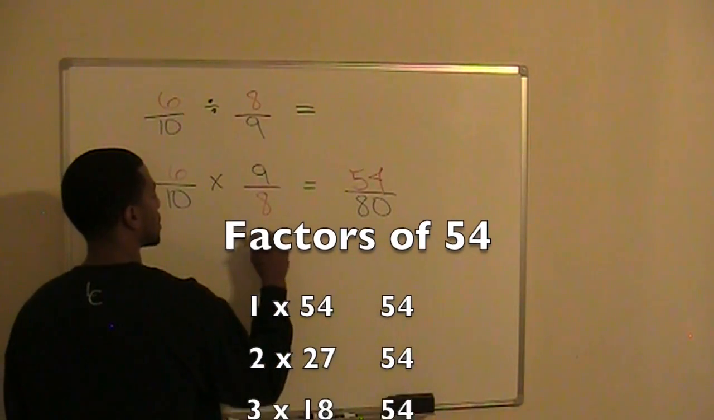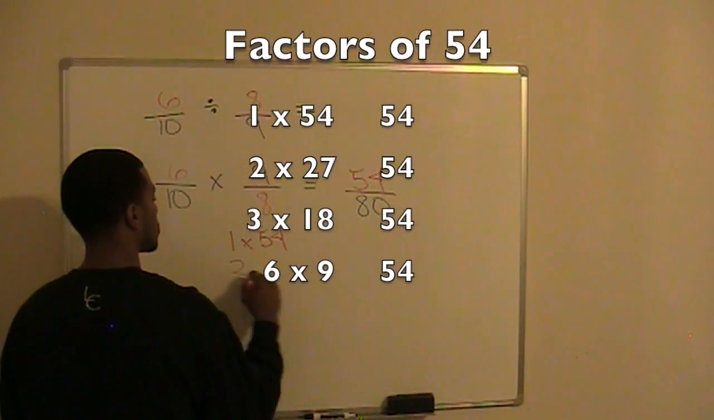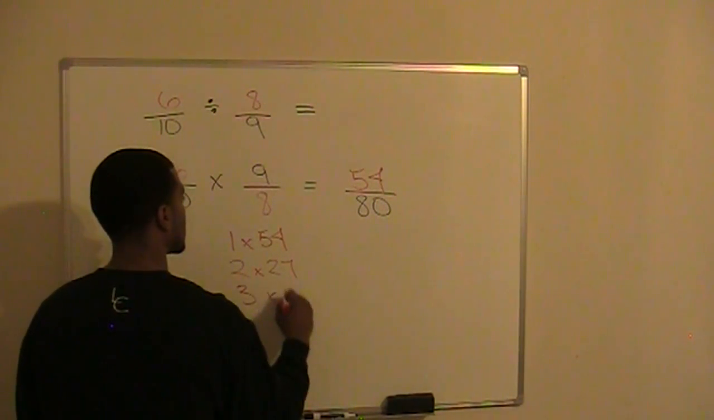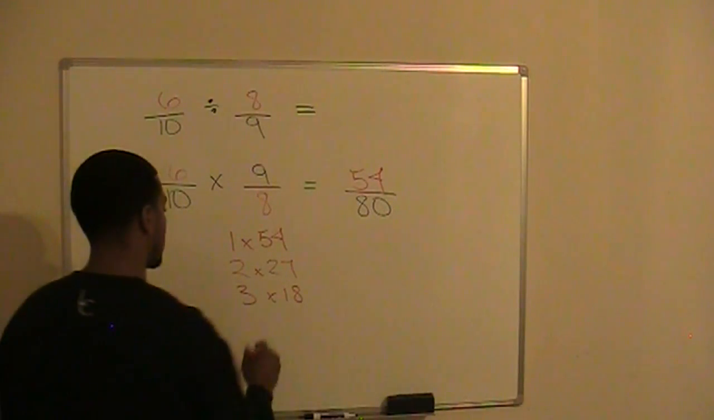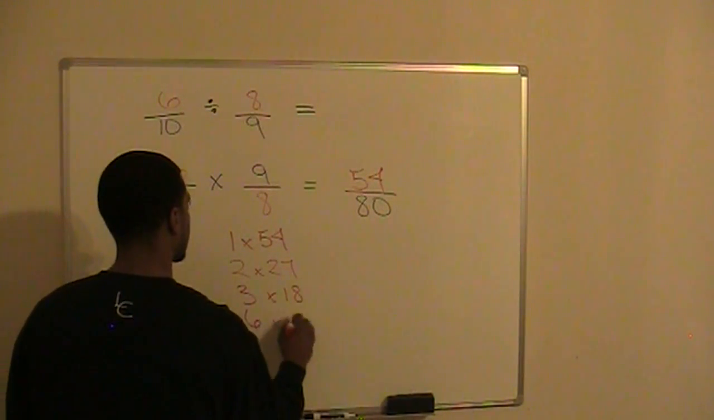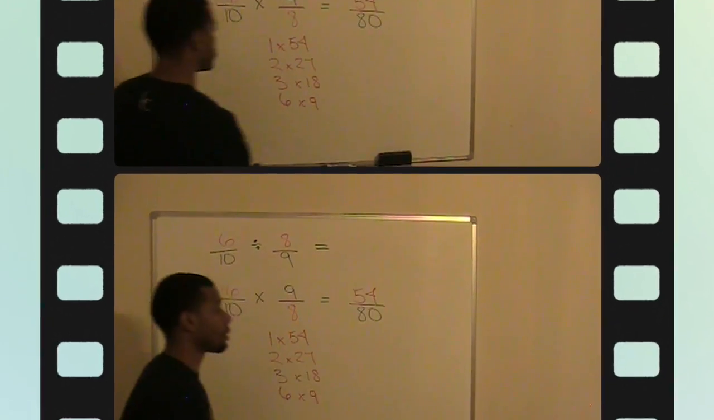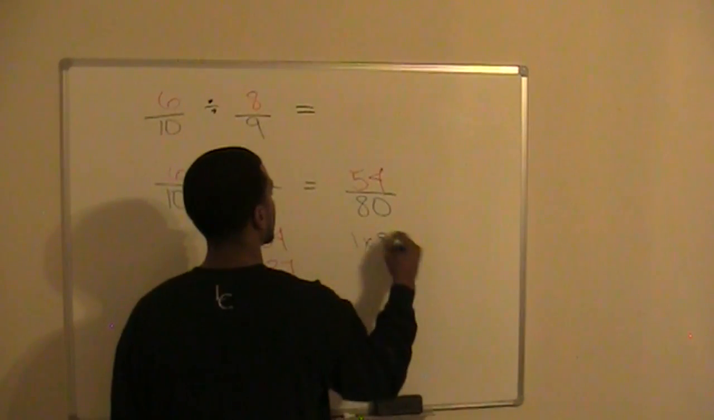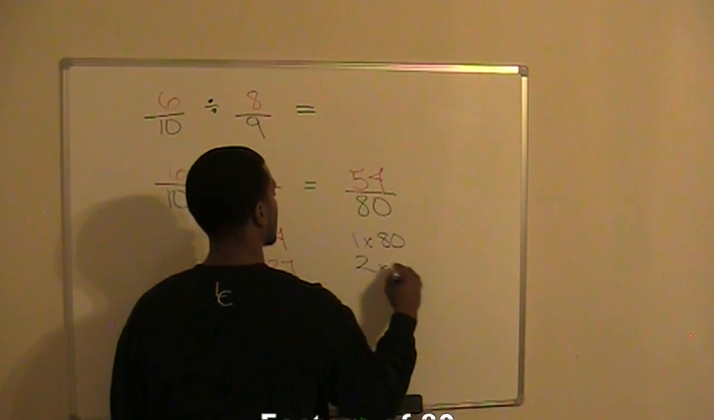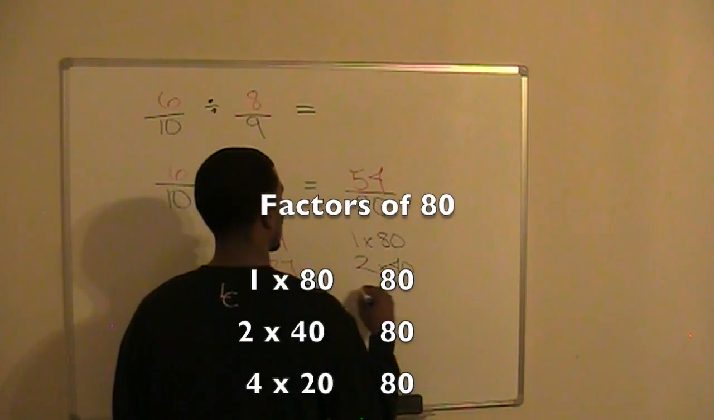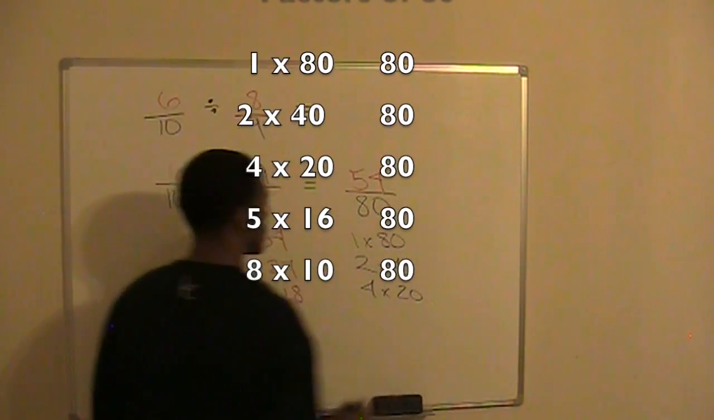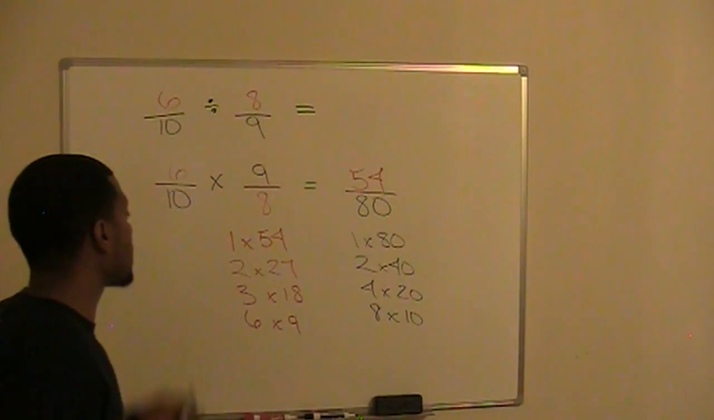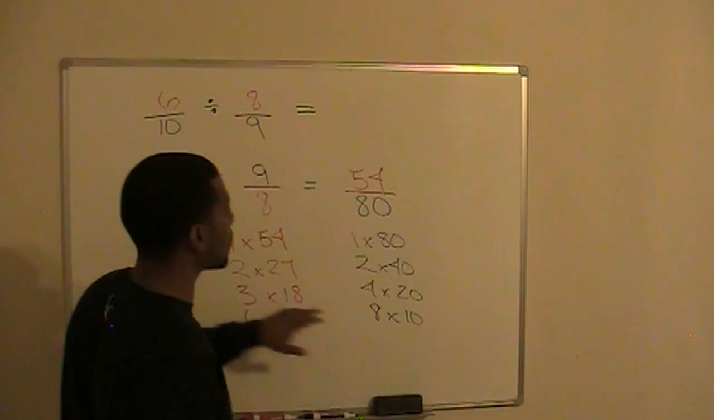1 times 54, 2 times 27, 3 times 18, 6 times 9. So now we're going to do the factors for 80. We have 1 times 80, 2 times 40, 4 times 20, 8 times 10. Alright, so now I have my factors for both 54 and 80.